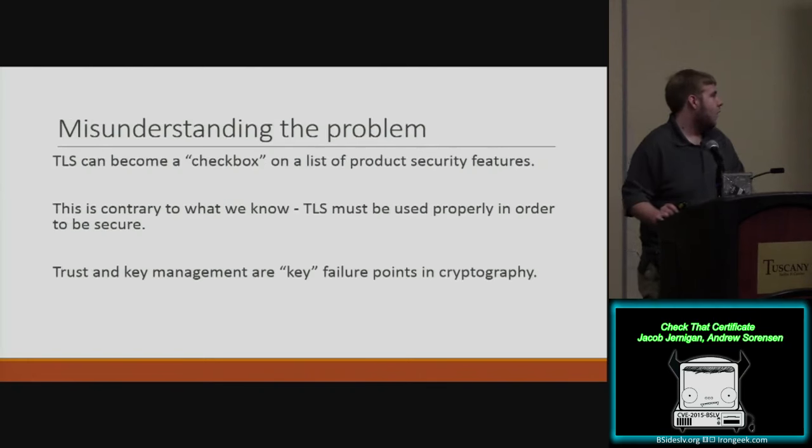So TLS is often a checkbox on an application security feature list, right? So I have TLS enabled and we're good, except obviously we know that that's not necessarily true, because we need to make sure who we're talking with, along with some of the other issues that are outside of the scope as far as ciphers and things like that. Please excuse the pun, but outside of the scope, trust and key management are key failure points in cryptography as well. Had to include the terrible puns somewhere.